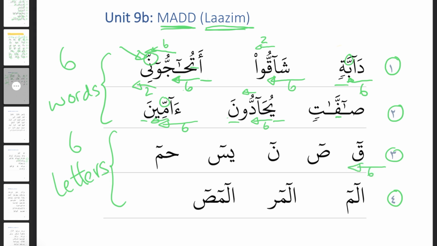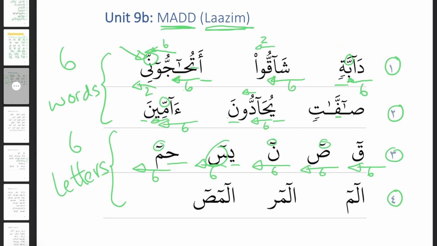Qaf, Sad, Noon, Yasin, Ha, Mim. So you can see that any of the letters that had the squiggly med on top, here in these letters, get stretched for 6.